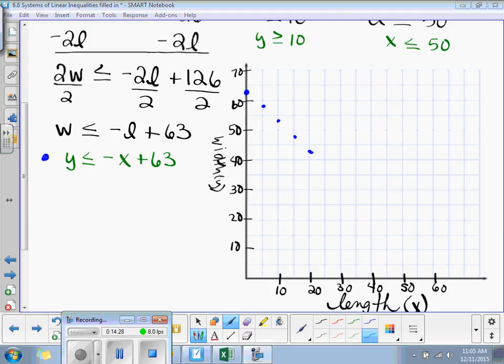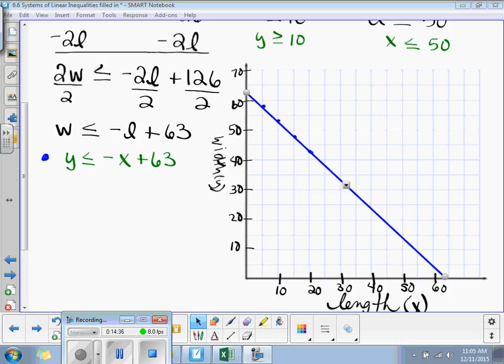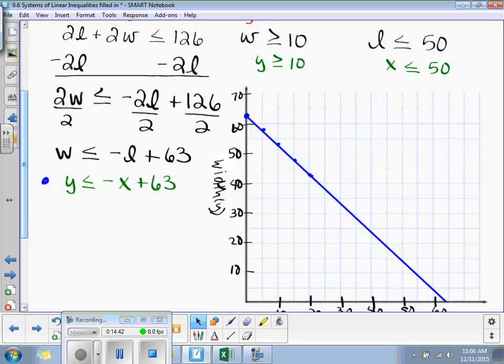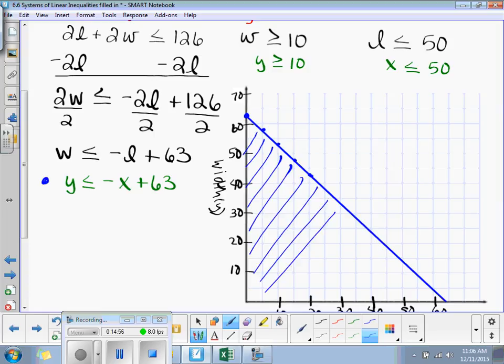What kind of line are we going to have? Solid or dotted? Solid line. Very good. All right, so there's our solid line. And now we'll graph the y's greater than, I'm sorry. Where are we shading for this? Above or below? Very good. So we'll shade below the line. Right there.